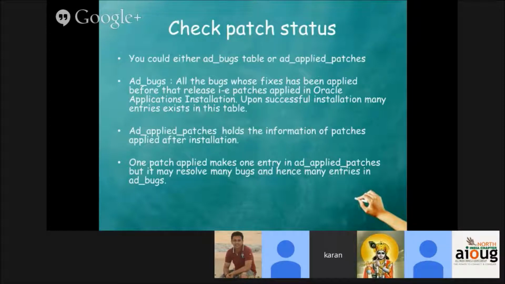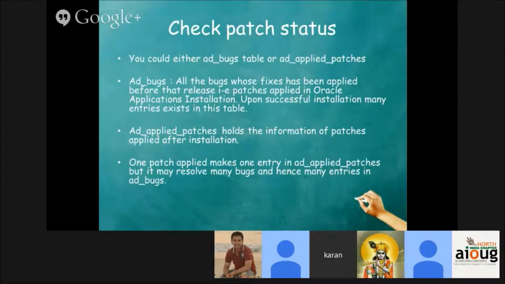And the other one is AD_APPLIED_PATCHES. In a given scenario, a patch may resolve 100 bugs, and these are the bugs in AD_BUGS, whereas this table has only applied entries of the patches, so a patch would contain entry 1.